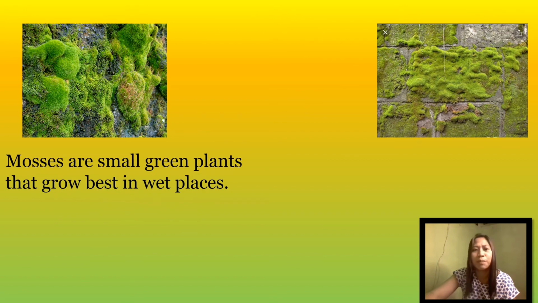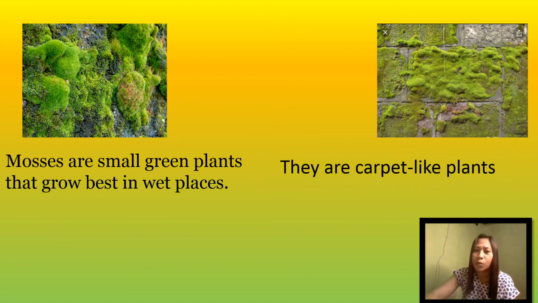Okay, let's describe what mosses are. Mosses are small green plants that grow best in wet places. Alright. So sila ay mas dumadami kapag nasa basang lugar sila. Okay, next, they are carpet-like plants. Okay, so bakit sila tinawag na carpet-like? Since they are near each other, they grow near each other. So they are like carpet, no? Dikit-dikit sila. They look like carpets. Okay, next.